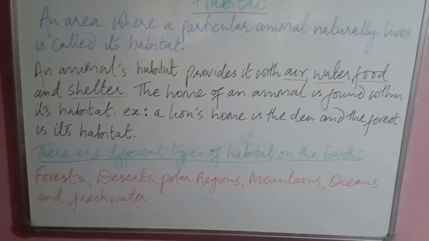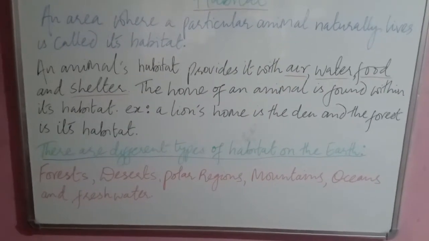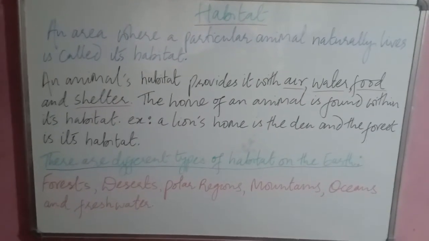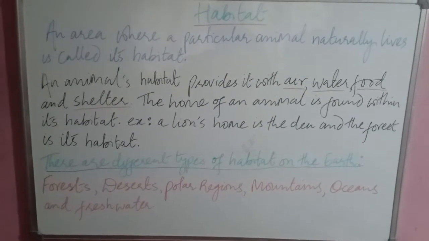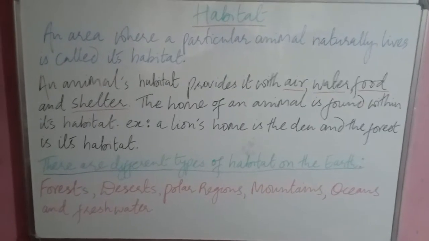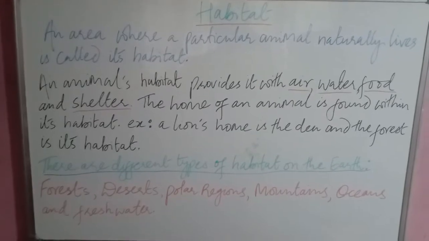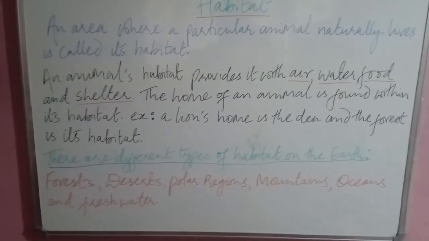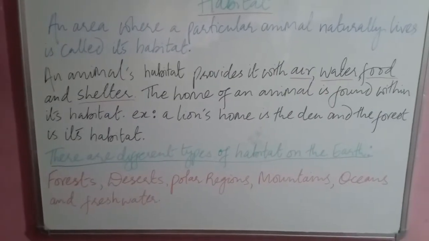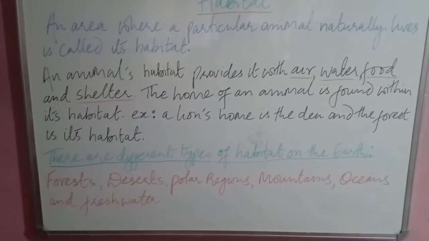So there are different types of habitat on earth. Some of the examples are forest, desert, polar regions, and mountains, oceans, and fresh water like rivers, lakes, and ponds. So there are different types of habitat, and depending upon that, different animals live in that habitat.